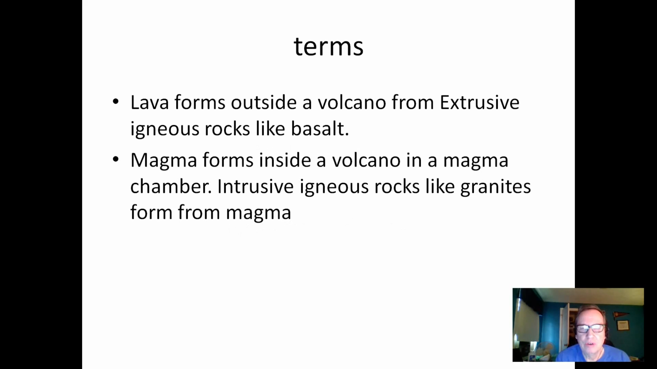All right, so volcanoes basically are just hot molten material inside the earth. Hot molten material that forms outside a volcano is called lava. That forms the extrusive rocks that we've talked about a couple of weeks ago. Hot molten material that forms inside the earth is called magma, and they form intrusive igneous rocks like granites.